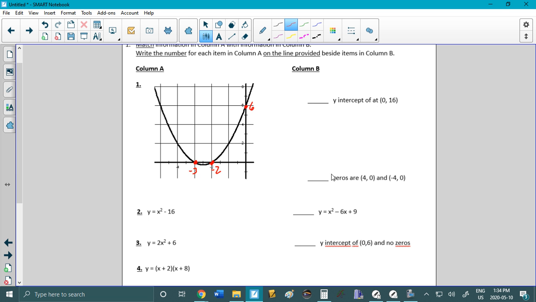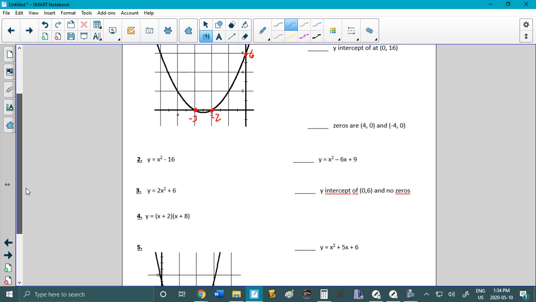It's not that one. Zeros are 4, no. This equation, x squared minus 6x plus 9. Well, we know that this is the y-intercept, and ours is 6, so it doesn't work. Y-intercept of 0, comma 6. Oh, that works. And no zeros. Oh, we have 0, so it can't be that one either.